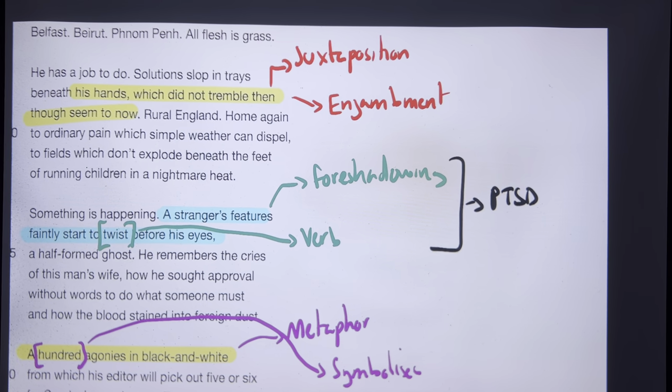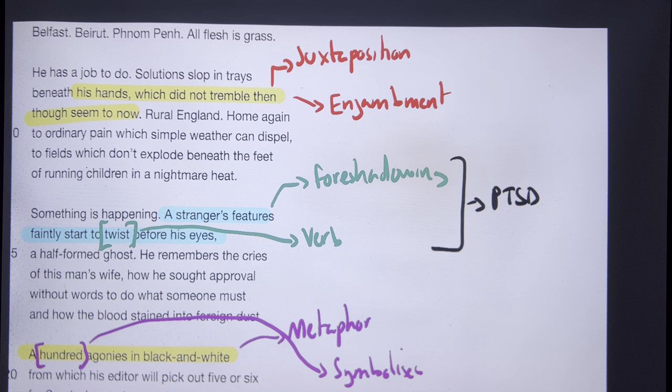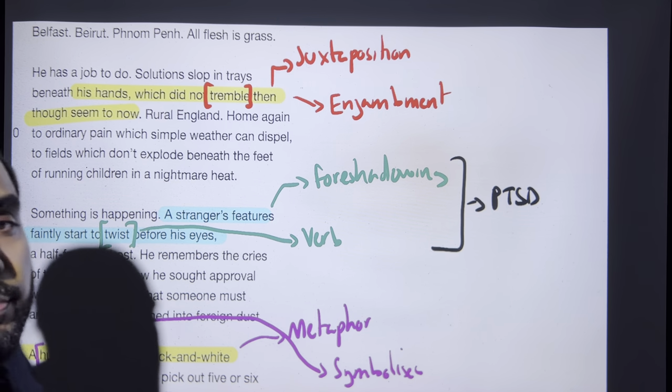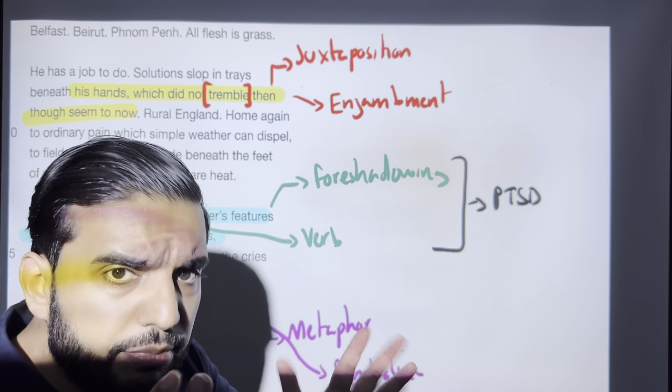Now, what are we saying about these three? It's a narrative poem, but what are we saying about these three? The first one, guys, is his hands, which did not tremble, does seem to now. I should have said it earlier, guys, I also really, really like the verb tremble in this instance. Now, what can we do here, guys? The fact that his hands are trembling, but they're not shaking, they're trembling.